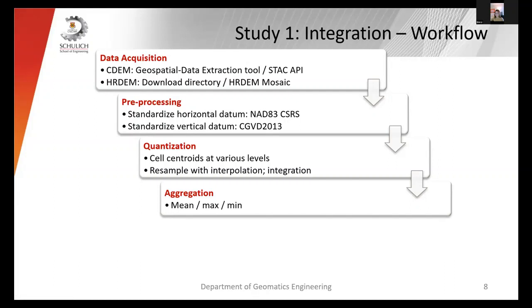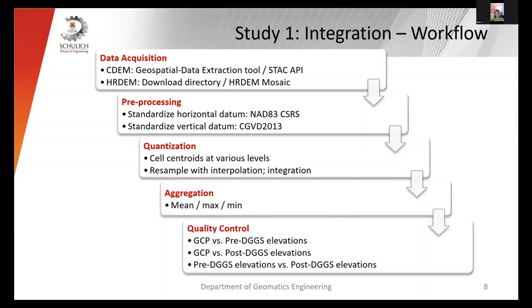We also did aggregation, which means calculating the mean, maximum, and minimum values of the child cells and assigning them to their parent cell at the coarser level. And quality control was carried out by comparing the values from ground control points with the pre-DGGS values and post-DGGS values.